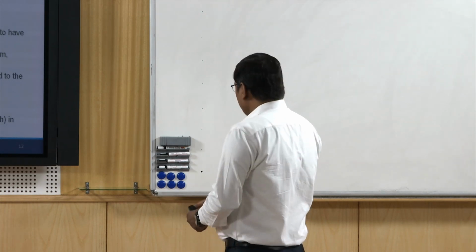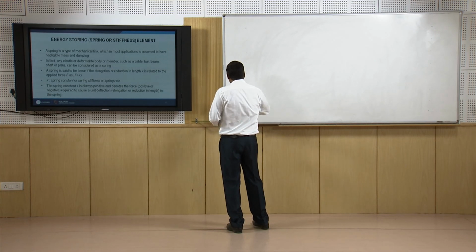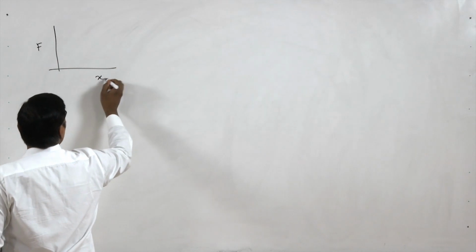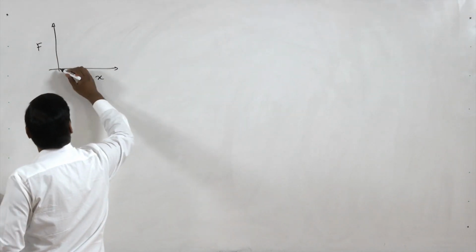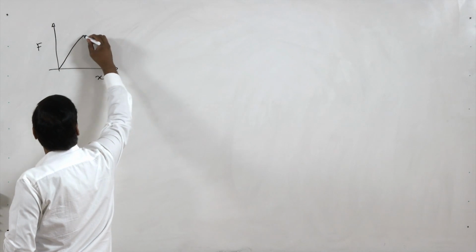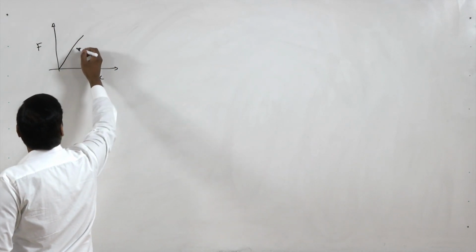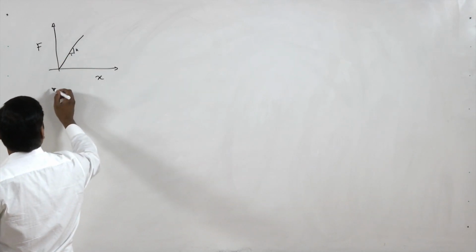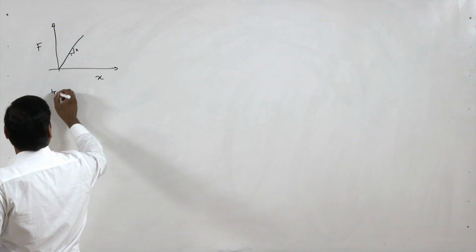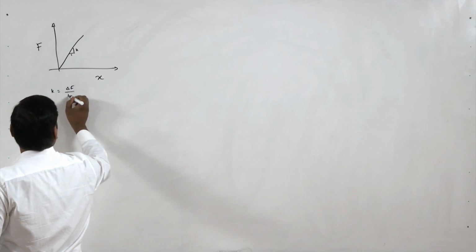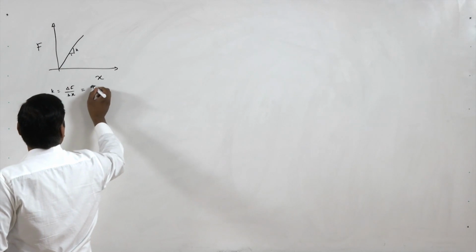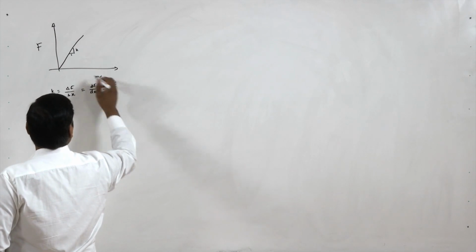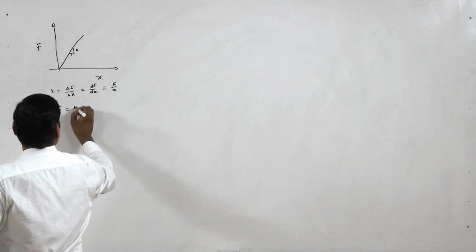So we can see here that if we have this F and this X, and we have this linear spring, we have this K, and this slope is K. So here we can have K equal to delta F by delta X, or equal to dF by dX, or F by X if it is linear. So here F equal to K times X.